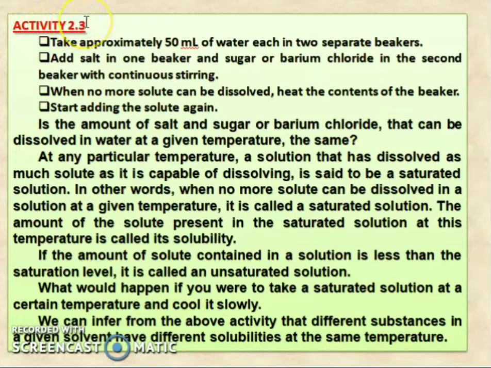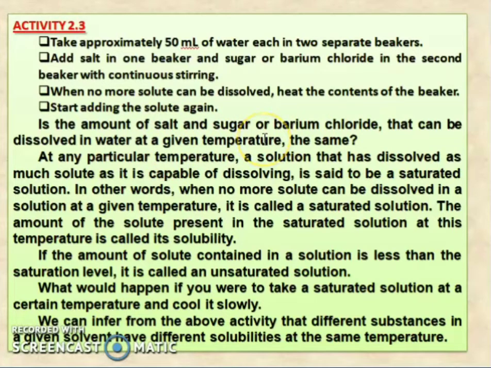Activity 2.3. Take approximately 50 ml of water each in two separate beakers. Add salt in one beaker and sugar or barium chloride in the second beaker, with continuous stirring. When no more solid can be dissolved, heat the contents of the beaker and start adding the solid again. Is the amount of salt, sugar or barium chloride that can be dissolved in water at a given temperature the same?